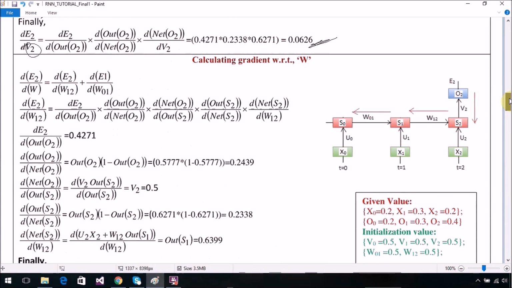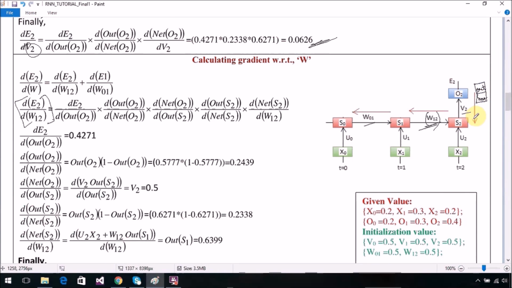Now, as we discussed earlier, we can take the gradient with respect to V2, with respect to W12 and with respect to W01, because after unfolding at t equal to 2, the back propagation path will cover all these weights. So now calculate the gradient with respect to W12. Here again we will derive a simple relation.